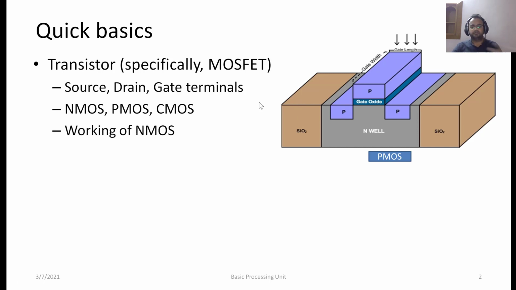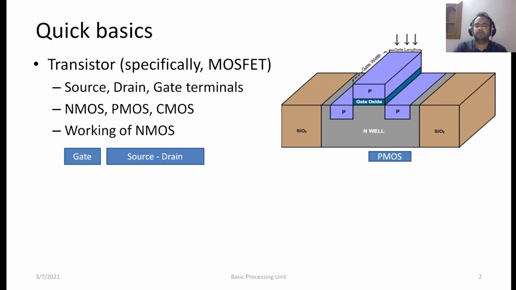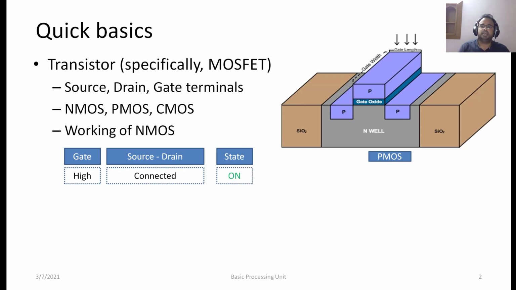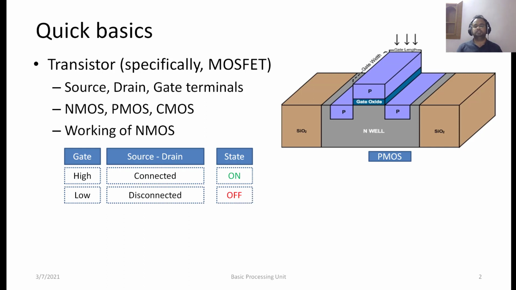If we take an example of NMOS, based on the voltage given at the gate, the connection between the source and drain will be determined, and accordingly we interpret that the transistor is in some state. If you give a very high voltage to the gate, the source and drain terminals are connected. It means that there will be electron flow between those 2, and we say that the transistor is on. If the gate voltage is low, then the source and drain are not connected, so there is no current flow between them, and we say that the transistor is in the off state.